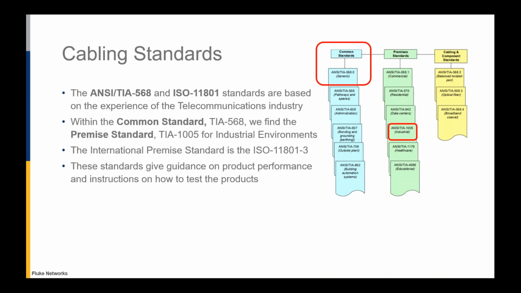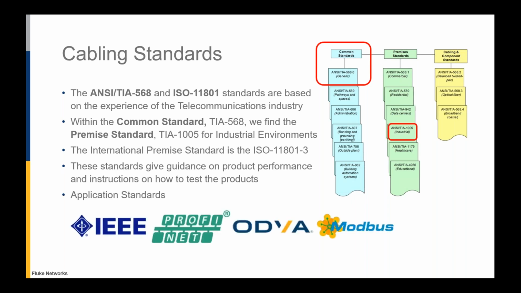And I just want to emphasize again, this TIA 1005 standard is using the same types of components and it's to support the same applications, just for a more industrial environment. Now, in addition to the cabling standards, such as the 568, and there's an international version, the ISO 11801, these are very similar. Then we're going to find the application standards. And those application standards, again, are going to define the vehicles that travel on our electronic road.